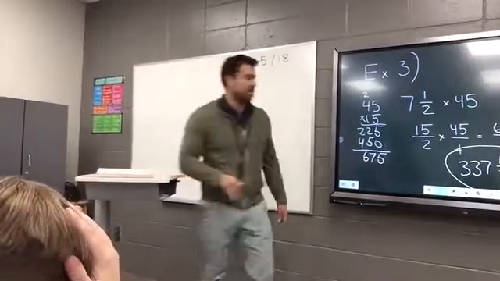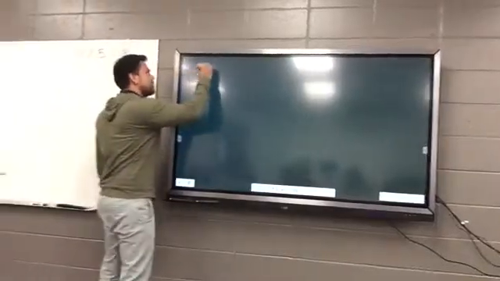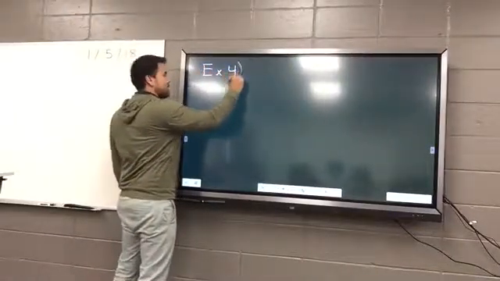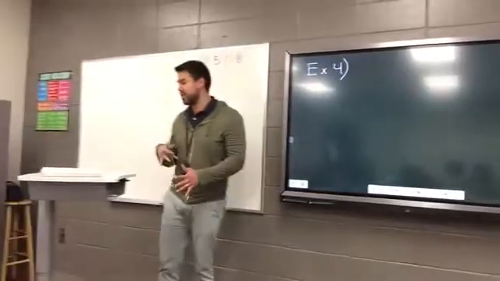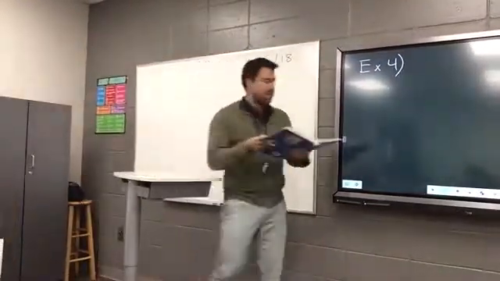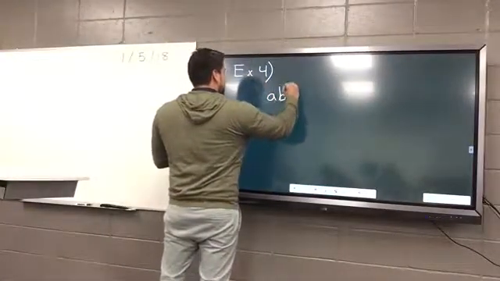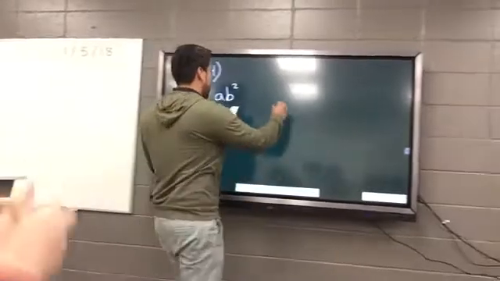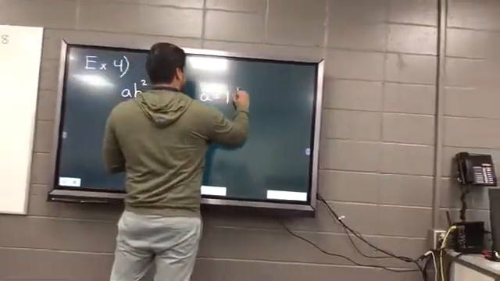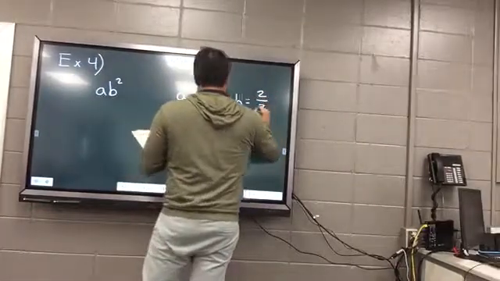Okay, last example, and then I'll let you go for your homework. Example number 4 made the last class think a lot of great questions. If you have questions, ask them. Evaluate the expression AB squared if A equals 1.5 and B equals 2/3.